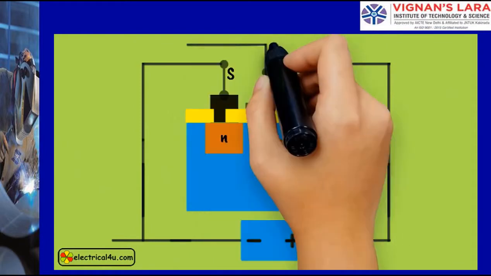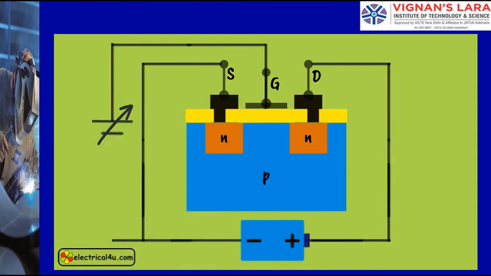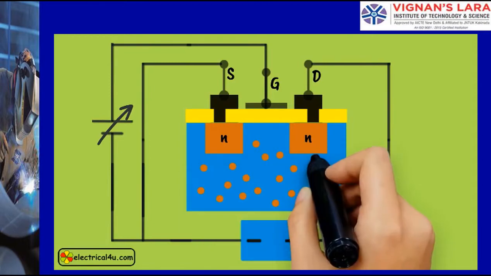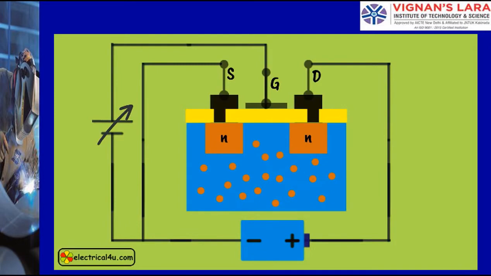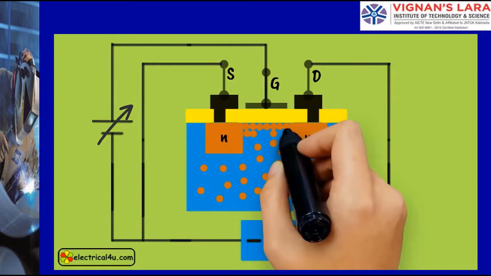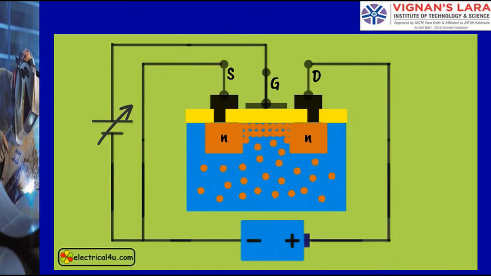Now let us see what happens if one suitable positive voltage is applied at the gate terminal of the device. In that case, due to attraction of the positive potential of the gate contact plate, negative free electrons, that is minority carriers in the P-type base, will be accumulated towards the contact plate and form a channel of negative charge carriers even inside the P-type semiconductor.